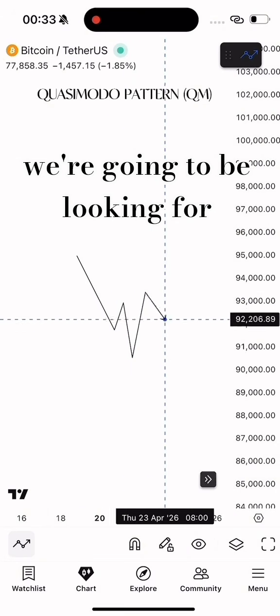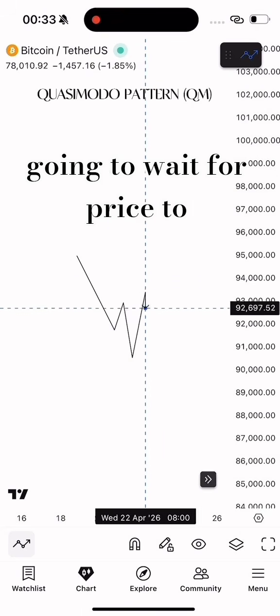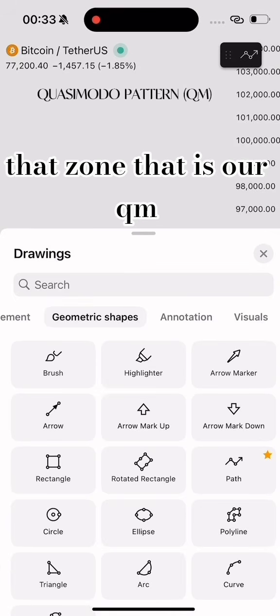So obviously we're going to be looking for a buy because we are on the uptrend now, but we're not just going to take from here. We are going to wait for price to get to a zone. So I'm going to mark out the zone now. And what do we call that zone? That is our QM zone.